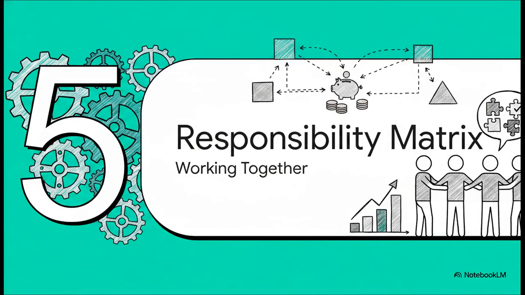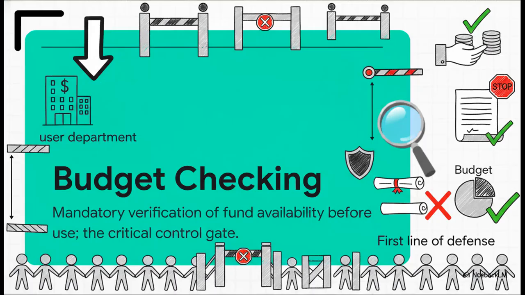Section 5, the responsibility matrix, how we all work together to make this happen. You know, a system is really only as strong as the people running it. While finance is always going to oversee the big macro view, the ultimate responsibility for budget checking falls entirely on you, the user department. Honestly, this is the single most critical control gate in the entire process. Before you sign a contract, before you order a service, you have to verify that the funds are available. You are quite literally the first and most important line of defense against overspending.